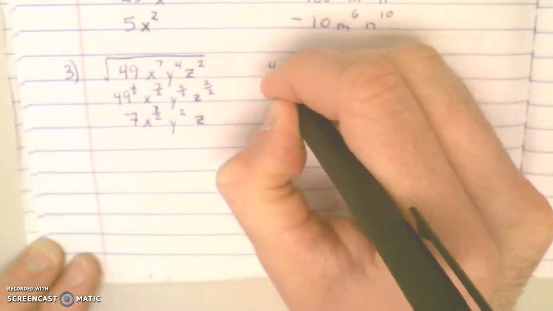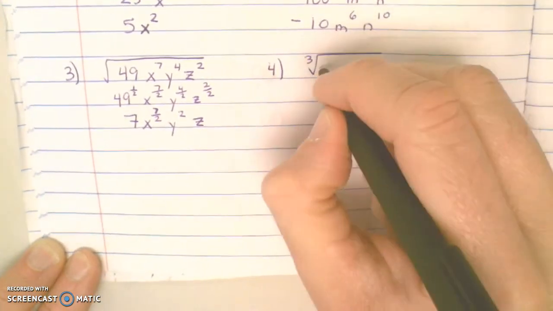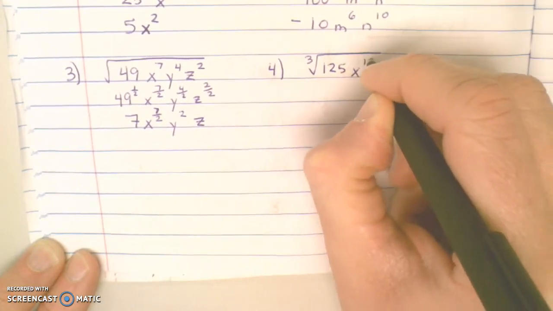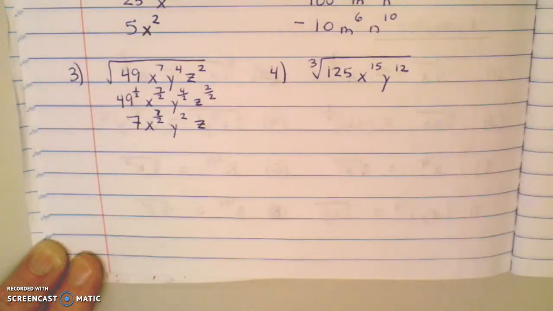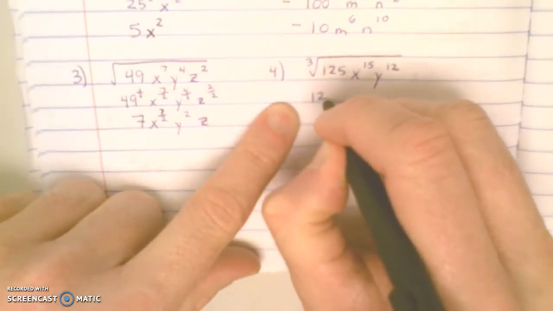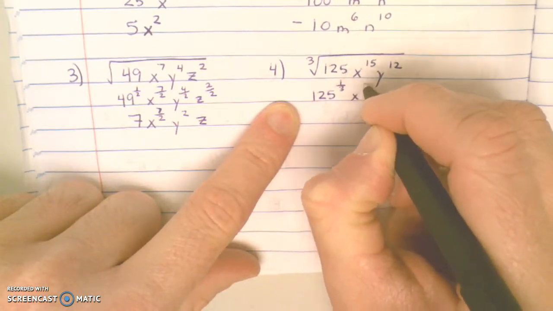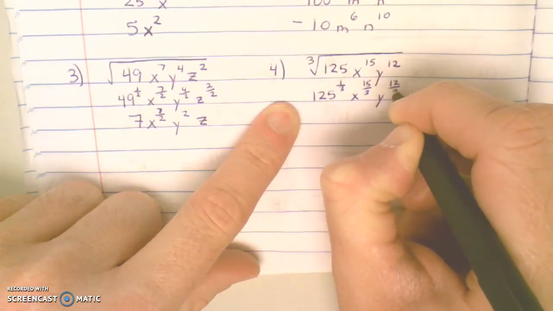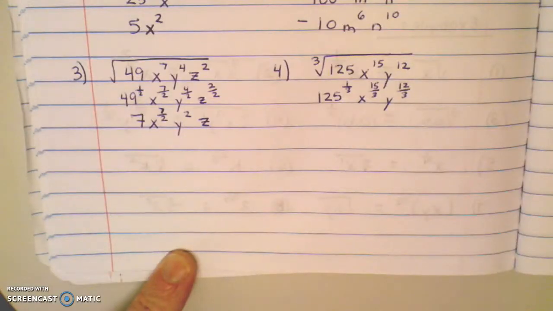Let's take a look at an example that's not a square root, and we'll do a cube root. So this will be the cube root of 125 x to the 15th, y to the 12th. So I rewrite each term with rational exponents. So 125 to the 1/3, x to the 15 over 3, and y to the 12 over 3. Because this time my denominator is 3, because the root on that is a cube root.